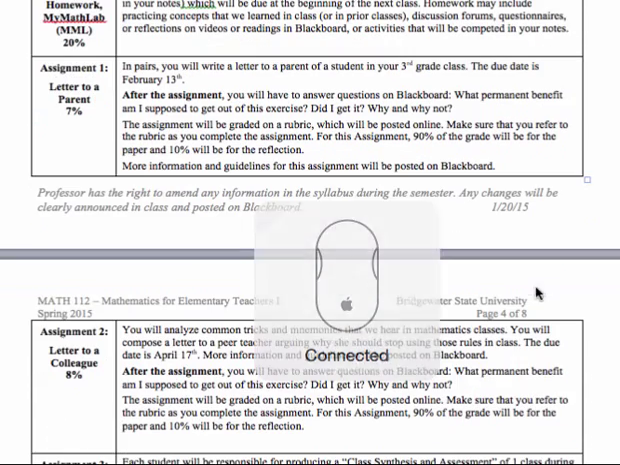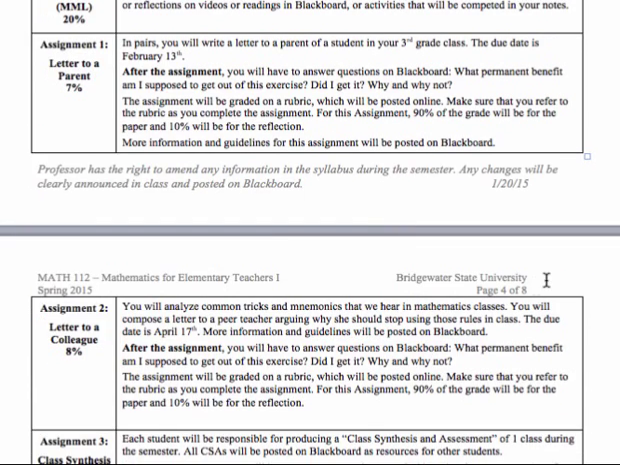Assignment 1 is letter to a parent. That'll be done in pairs, and it's due on February 13th. The information for assignment 1 is already posted on Blackboard, so feel free to take a look at that and start working on it. I will assign your partners as soon as we settle on the groups in which you will be working for the first part of the semester.